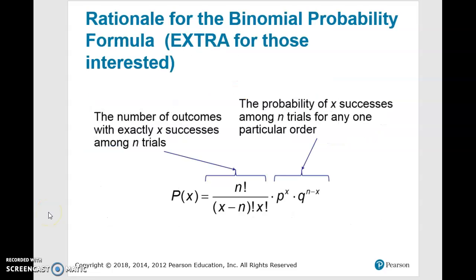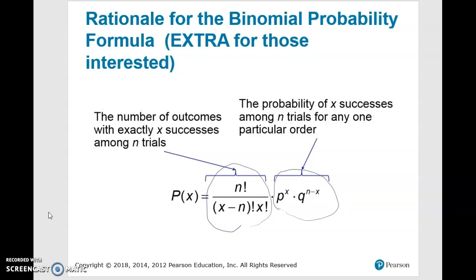For those who are interested in the derivation of the formula, this is extra. You're not responsible for reproducing any of this, but the first part of the formula, n factorial over (n minus x) factorial times x factorial, represents the number of outcomes where exactly x successes occur among n trials. And the second part of the formula, p to the x times q to the n minus x, represents the probability of x successes among n trials for any one particular order.